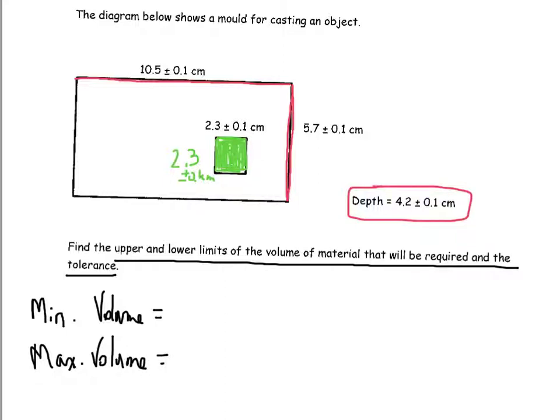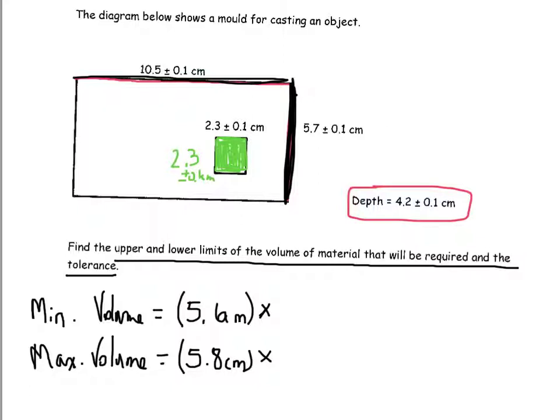Okay. So at minimum, we'll start with the height. Right here. That height is 5.7 plus or minus 0.1 centimeters. That means that at a minimum, the height is 5.6 centimeters. And at a maximum, that height is 5.8 centimeters. That's the height. Times, well, what's the other dimension? Well, I guess this width over here at the top, 10.5 plus or minus 0.1. So we'll tolerate at a minimum 10.4. And at a maximum, we'll tolerate 10.6.